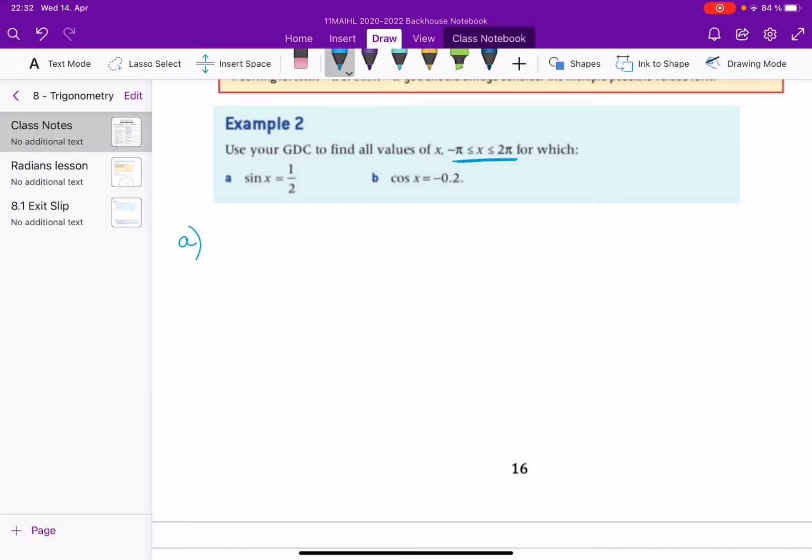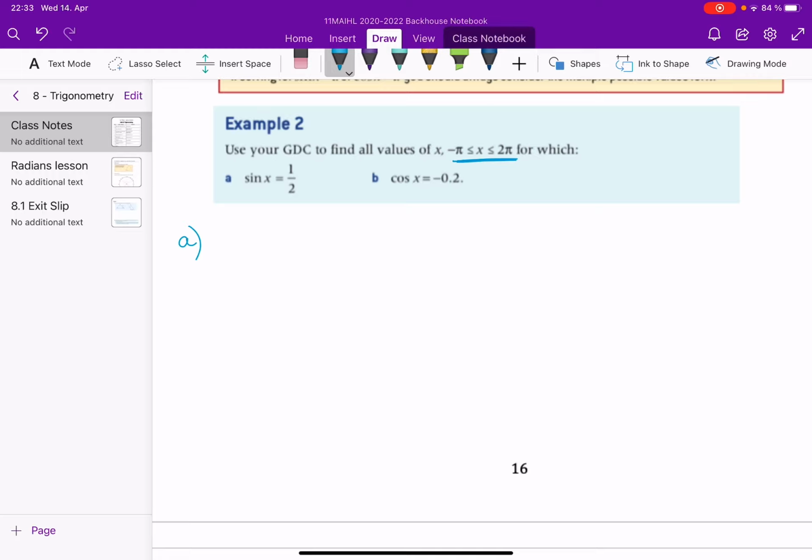I'm making sure, because my domain, if we look at it, is in terms of pi, that means the angle we're talking about is radians. So I'm going to hit the top right of my calculator. I'm going to make sure that I choose the one that's an angle symbol and then a pi to make sure that my calculator is thinking in radians. Then I'm going to plot this.